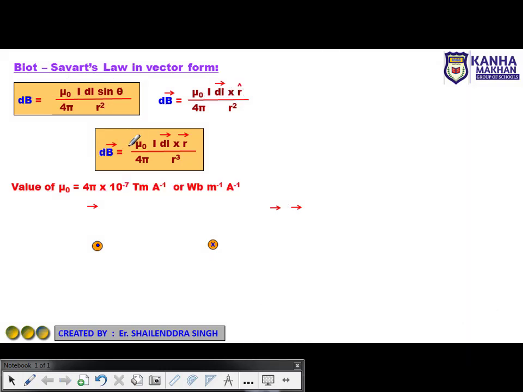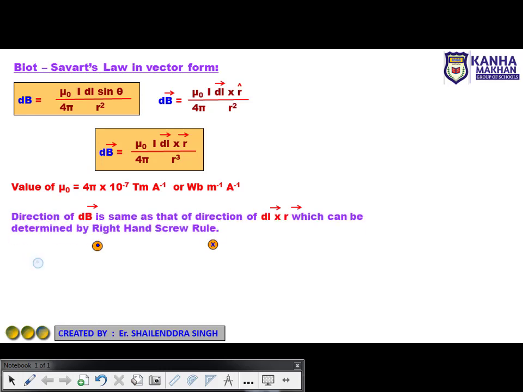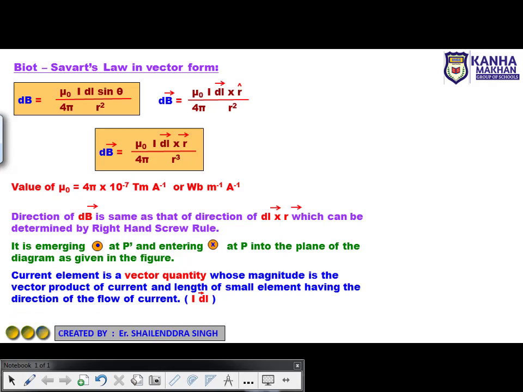The value of mu naught is 4 pi into 10 power minus 7, or you can say the value of mu naught upon 4 pi is equal to 10 power minus 7. Its unit is Tesla meter per ampere or Weber per ampere per meter. Okay, but all these things you will understand after some time very easily. It will be very easy for you. But after that, I want to introduce you to the conclusion of that particular study.